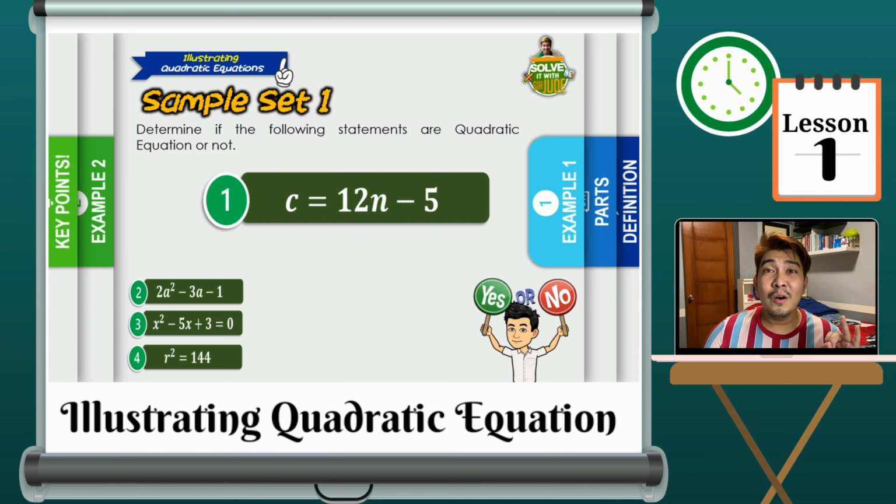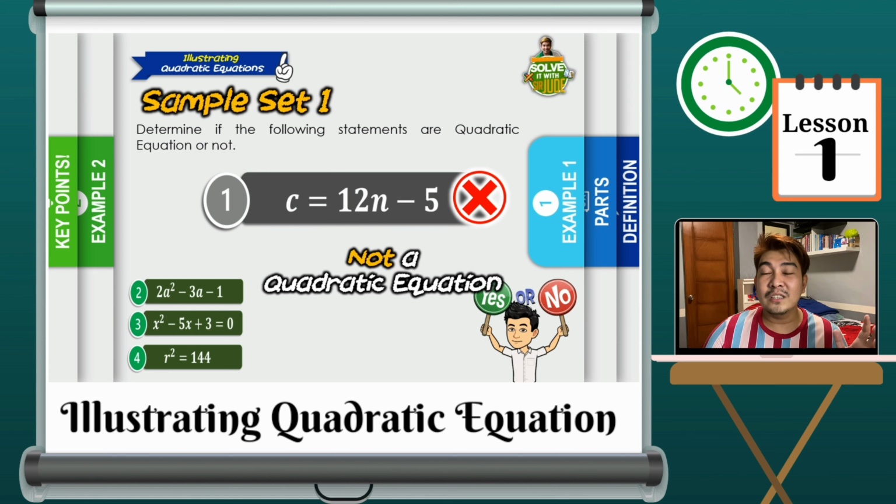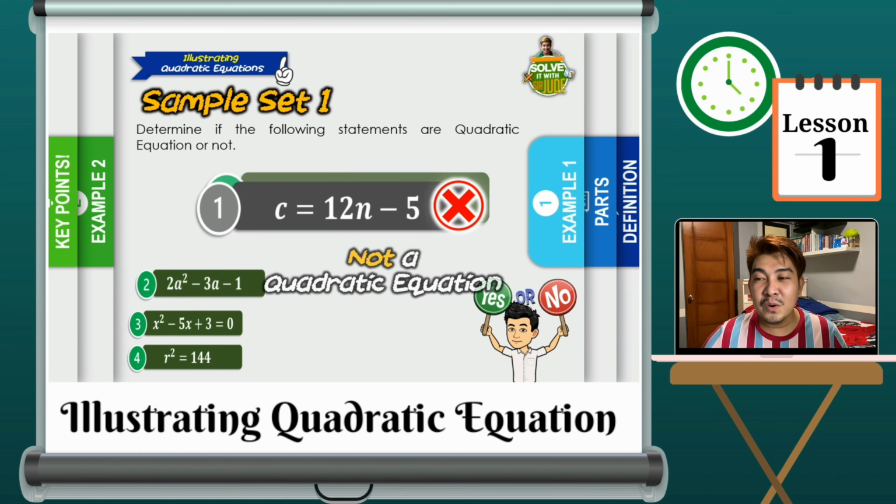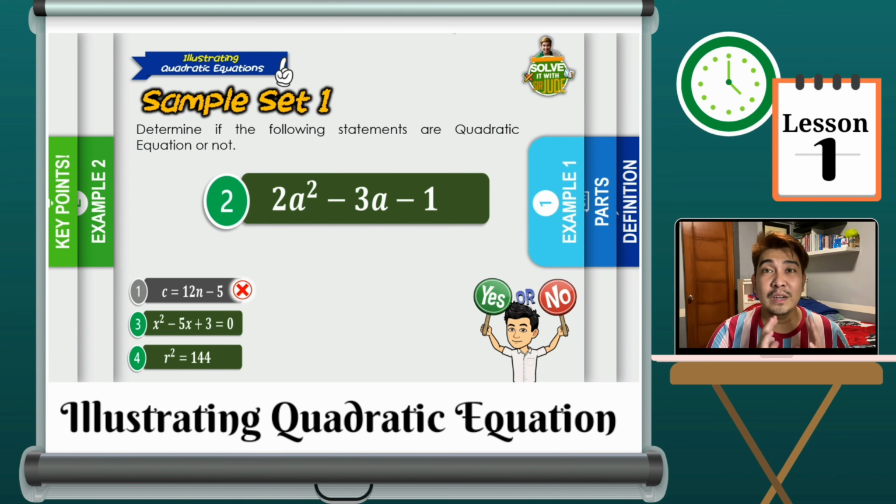So the answer is 1. So therefore, this is not a quadratic equation. But we can call it as a linear equation. Okay? So let us now proceed with example number 2. So for example number 2, we are given with 2a squared minus 3a minus 1.